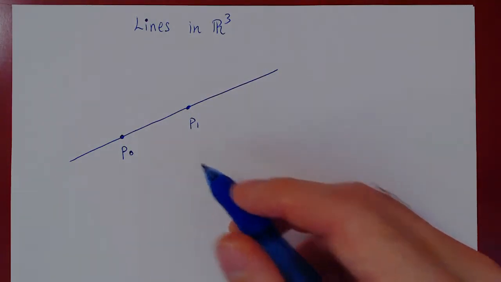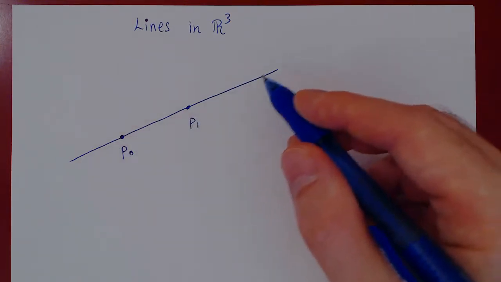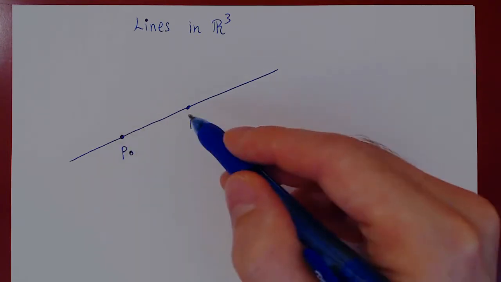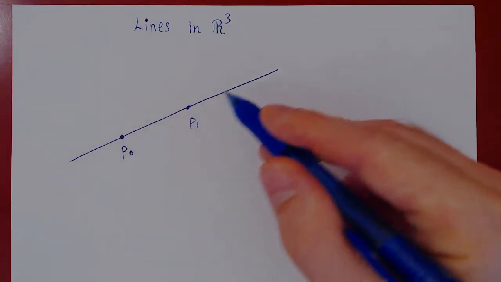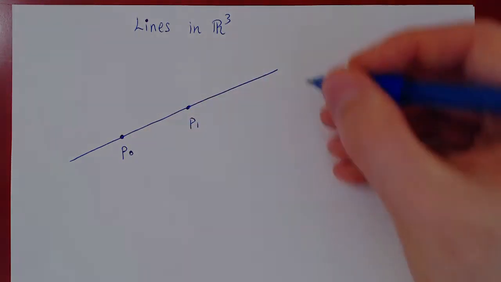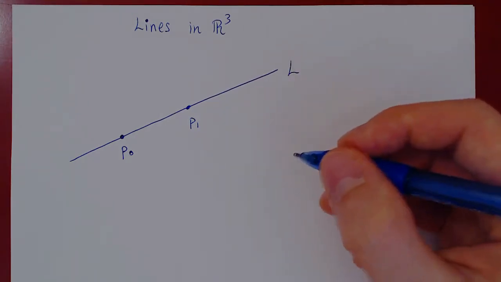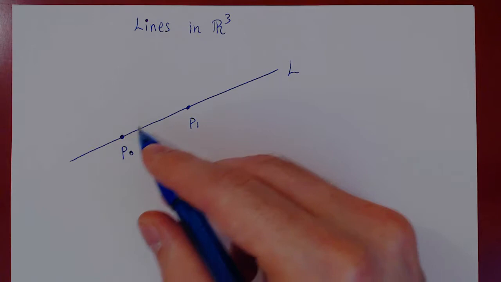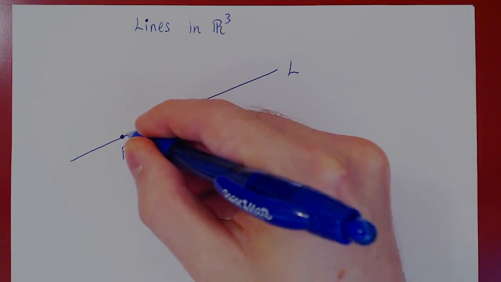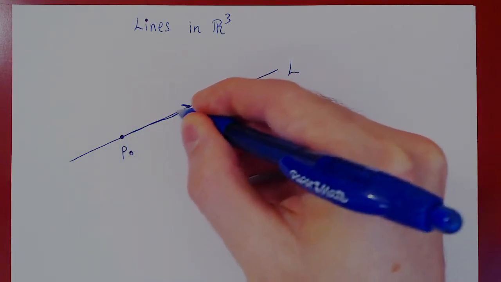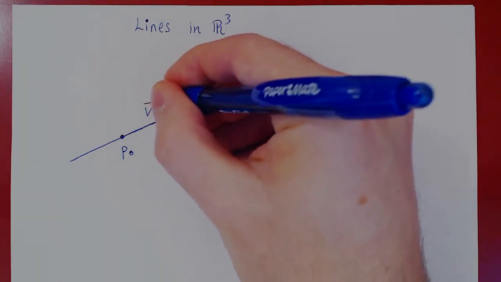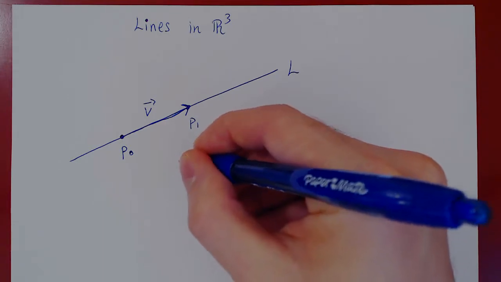The question is now, how do we describe every other point of this line? Because to begin with, we only have 2 points, P0 and P1 in space. We pass the line through these 2 points, we have a unique line. And how do we find every other point on this line? Call this line L. Well, the idea is to form a vector with P0 and P1. This vector will be parallel to the line. Let's call this vector V. So V is the vector P0P1.